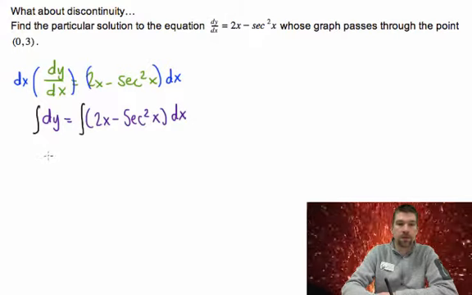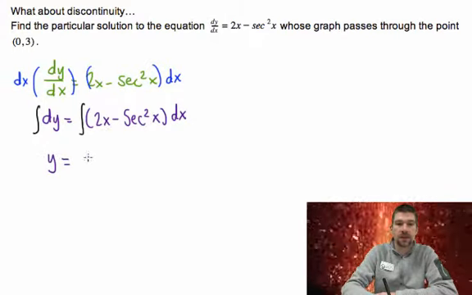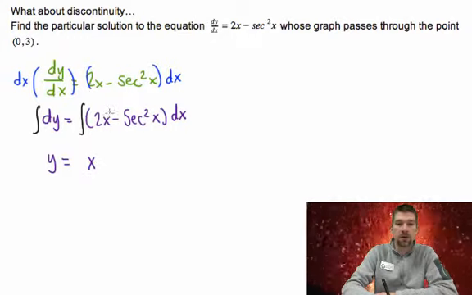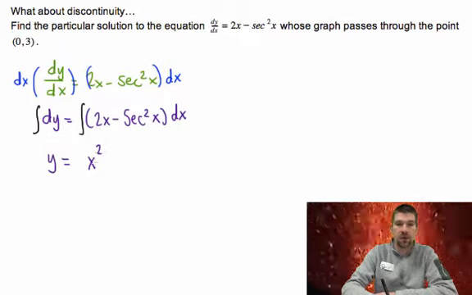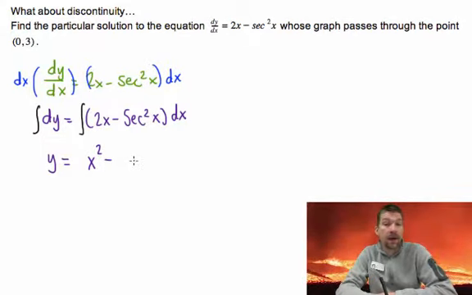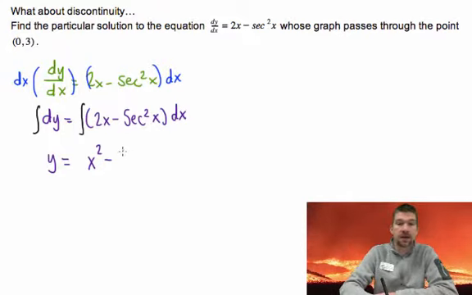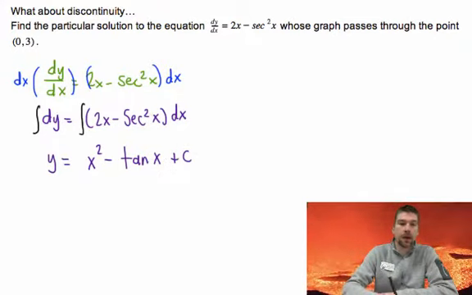You end up with y equals, and then think about this, x to what power? So this was first power, so x squared. Derivative of this has to be 2x, so it would just be x squared. And then the derivative of tangent x is secant squared x, so the antiderivative is tangent x plus c. So now we're talking about tangent x.